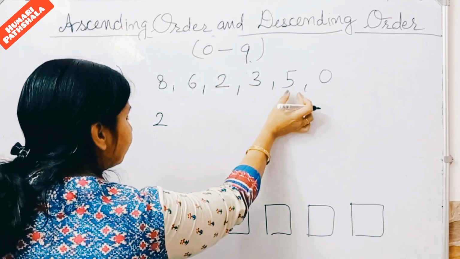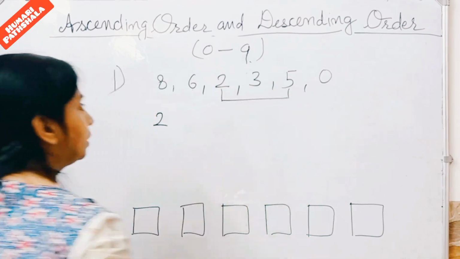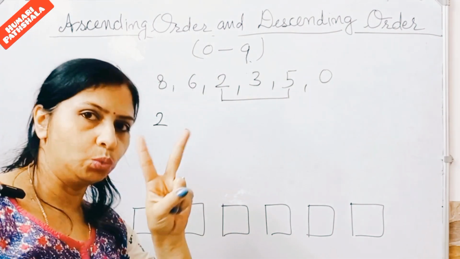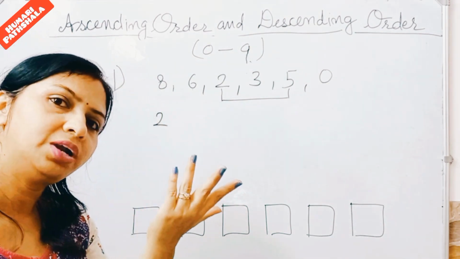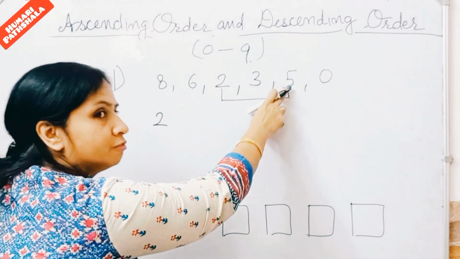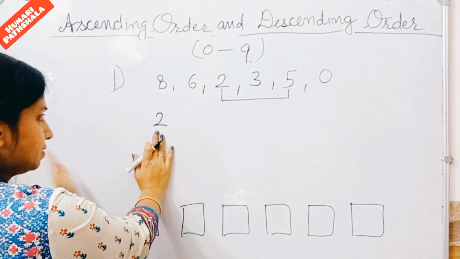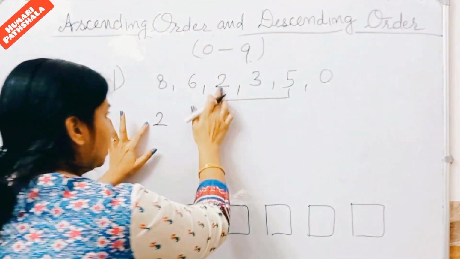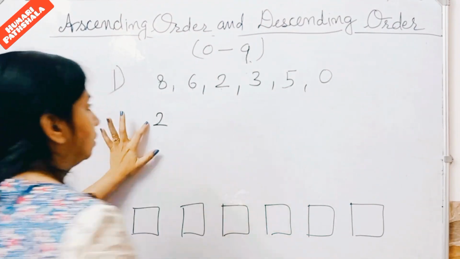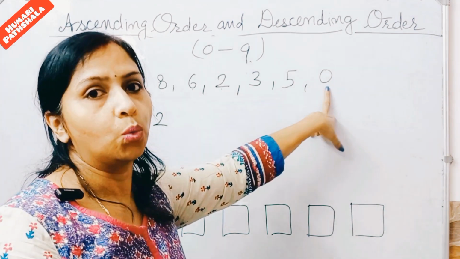Now compare 2 and 5. Which one is smaller? 2 is smaller than 5. So we don't need to replace this number with any other smaller number. It will remain 2 here. Now compare 2 and 0.